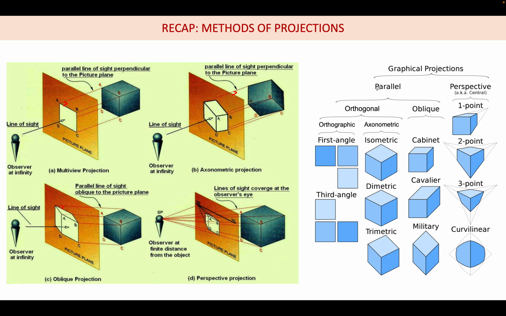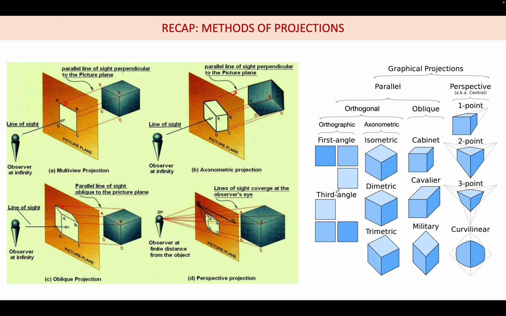So the main classification is between parallel and perspective. So parallel, you can see that in all these three cases the projectors are parallel to each other. So that is the one big distinction. Here it is convergent. So convergent means it is a perspective. Among parallel we have orthogonal and oblique, and among orthogonal we have two classifications. One is the orthographic, another is the axonometric.